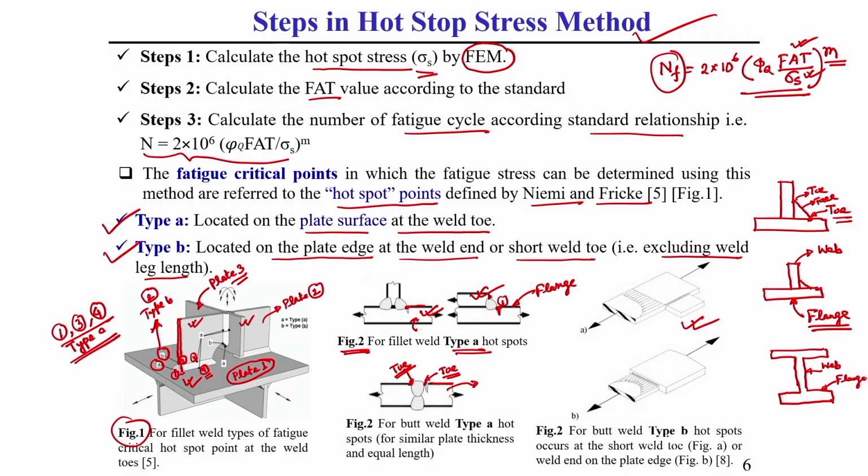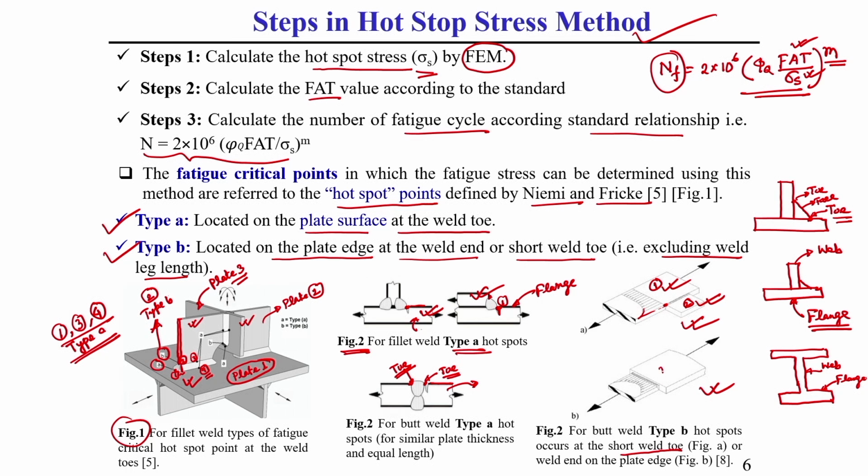You see, this is generally type B. These both are examples of type B, fillet and butt welded joints. Like for similar thickness of plate, this is one plate which is butt welded with another plate. This is plate 1, plate 2. So here in this corner point, you can see this is the corner point where the stress is rising. So this corner point, that is figure 1, the corner point short weld toe, is one of the examples of type B hot spot stress.